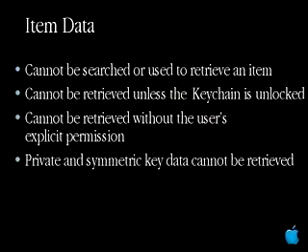Attributes, as I said, are used just to find the item. The actual thing that you're storing in the keychain and what you're keeping secure is the data. Now, the item data can't be searched. You can't look for all items that have a particular password because that wouldn't be too secure. You can't get the data out unless the keychain is unlocked. And you can't retrieve the data of an item without the user's explicit permission.